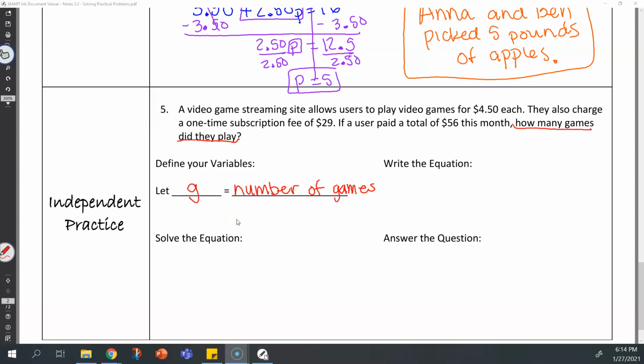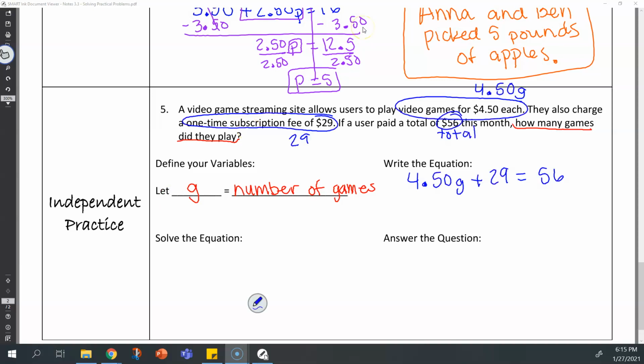So my first step is to define my variable and what it represents. I'm looking at the question, how many games did they play? So the variable should represent the answer, the number of games. You can pick any variable. I picked G. Then I'm going to write the equation based on the information they give me in the problem. I've got my video games for $4.50 each. So $4.50 times the number of games.